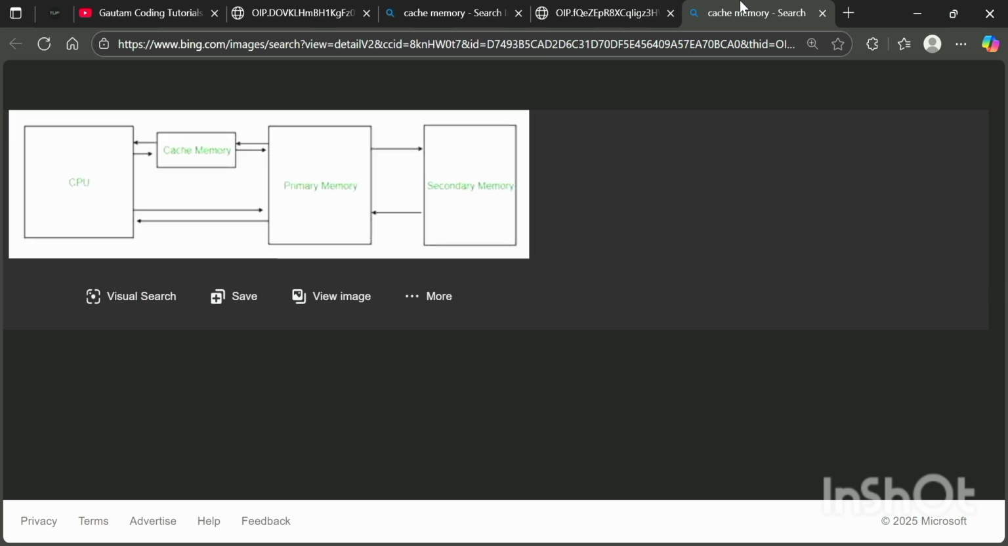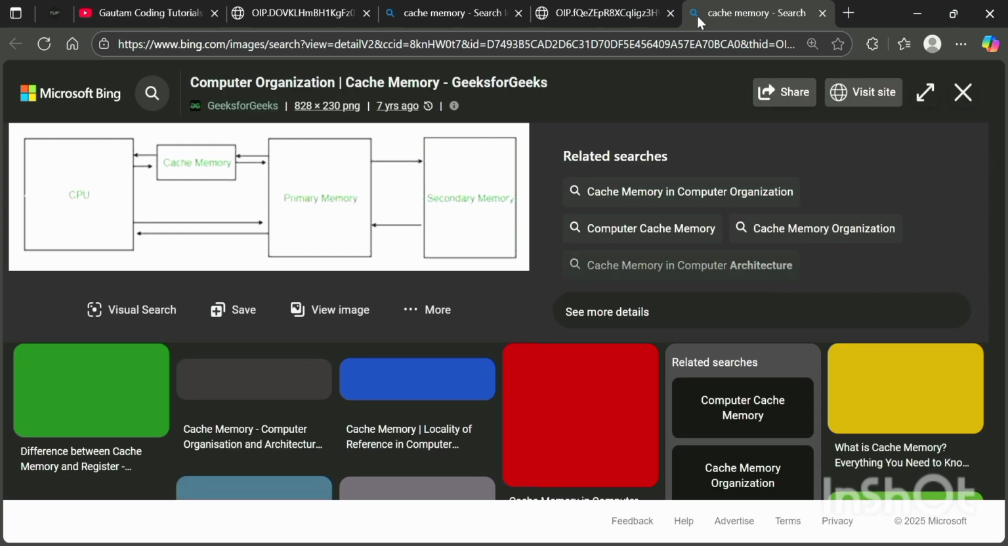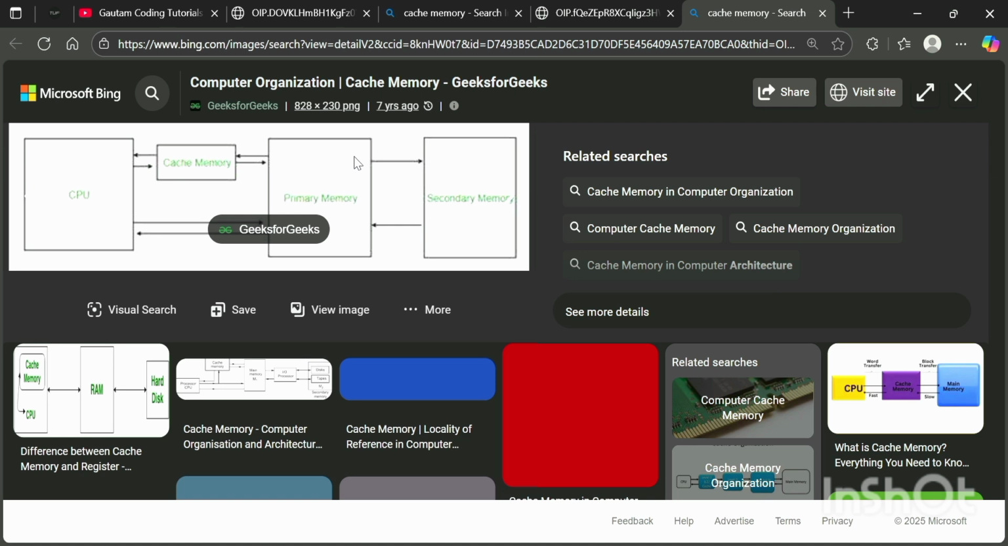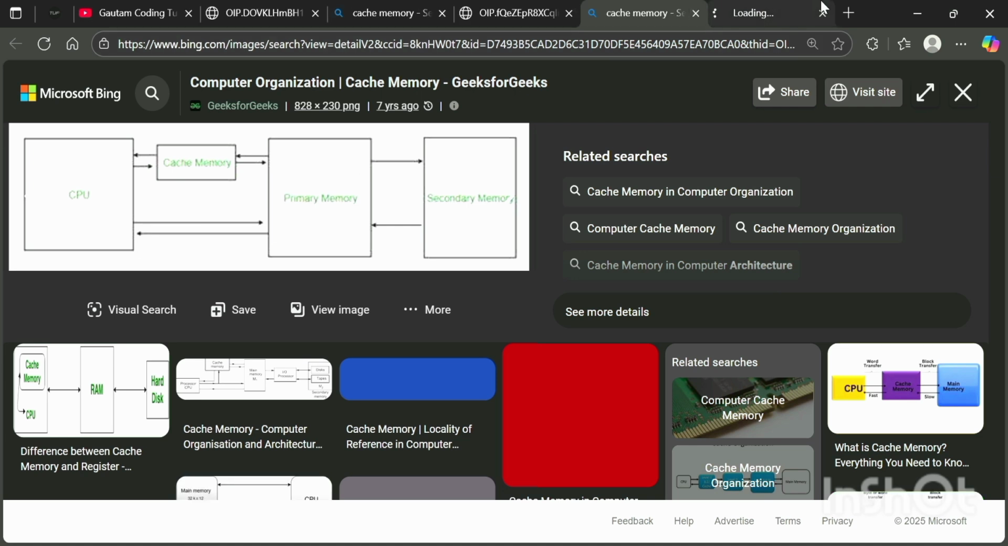Now, the second question looks like: what is the difference between RAM and ROM? RAM is temporary, fast-access memory used by the CPU to store the data and instructions for currently running programs. ROM is permanent memory that holds essential instructions like the BIOS, and it's not meant to be written to during normal use.